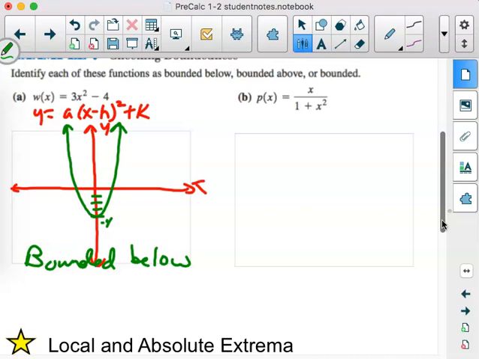So this one is bounded below. It's not bounded above, so we can't say bounded. That's all we got. So we looked at the graph, and there it is. This one, getting a little more complicated.